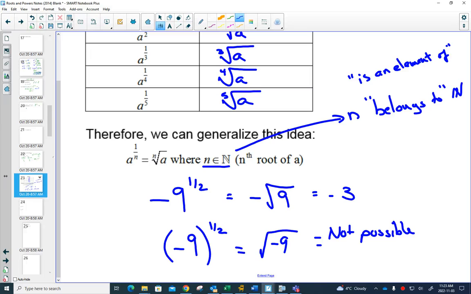We're not allowed to square root a negative because we would be looking for the same number multiplied by itself equal to negative 9. So if you thought, oh, negative 3, but what is negative 3 times negative 3? Positive.